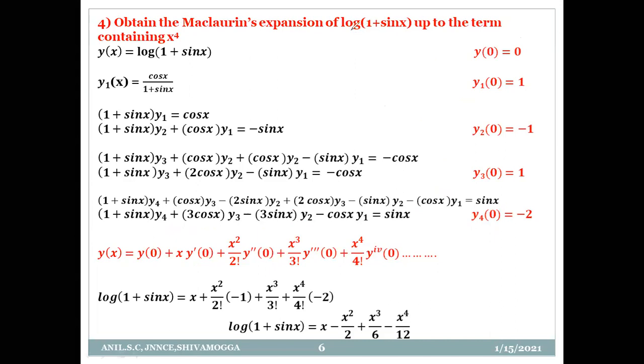Obtain the Maclaurin's expansion of log 1 plus sin x up to the term containing x power 4. That means you have to differentiate the given function successively 4 times with respect to x.